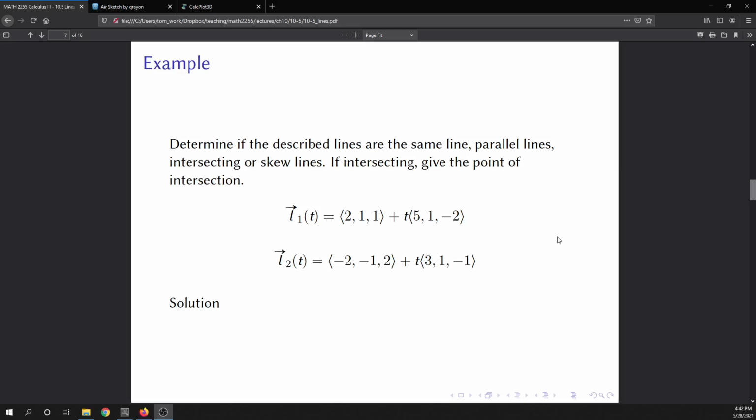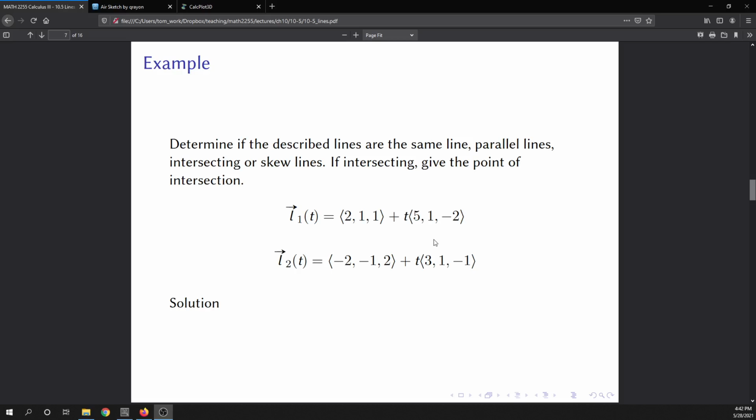All right, in this video we are going to work through the following problem. It says determine if the described lines are the same line, parallel lines, intersecting, or skew lines. If the lines are intersecting, then give the point of intersection. All right, so we have two lines, L1 and L2.